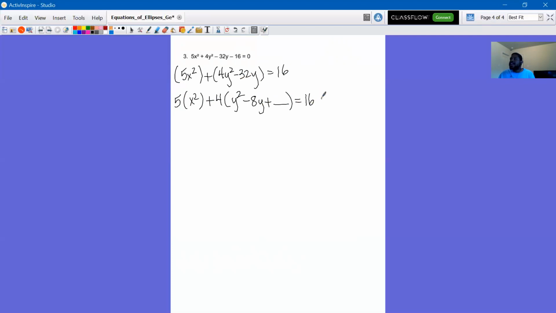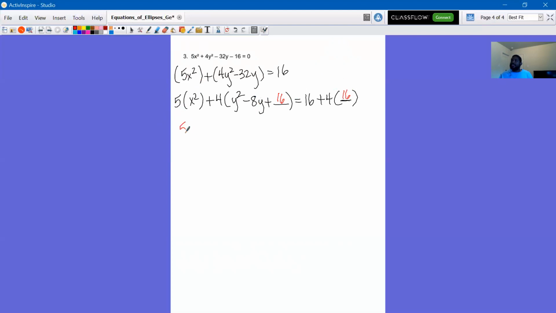But you're going to notice that I have one blank. The reason why I have one blank is because the x squared term doesn't have another x term with it. It's missing the dx term, so we don't have to worry about this part here. So I'm going to complete the square, and this time I want you to figure out what goes in the blank. And if you said 16, that's correct.